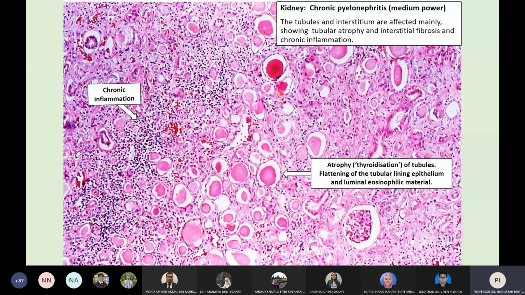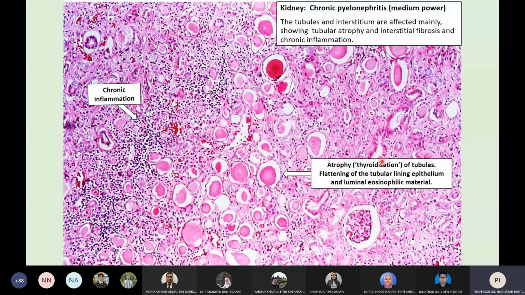Why did I say it's not normal? Because of the pink colloid-like material, is it? Yeah, they contain something. What do you think they contain? Blood? Not really. Thyroid hormone? Hmm? It's thyroidization. It's not thyroid. They resemble thyroid acini. That's why pathologically we call it thyroidization of the tubules, like here.